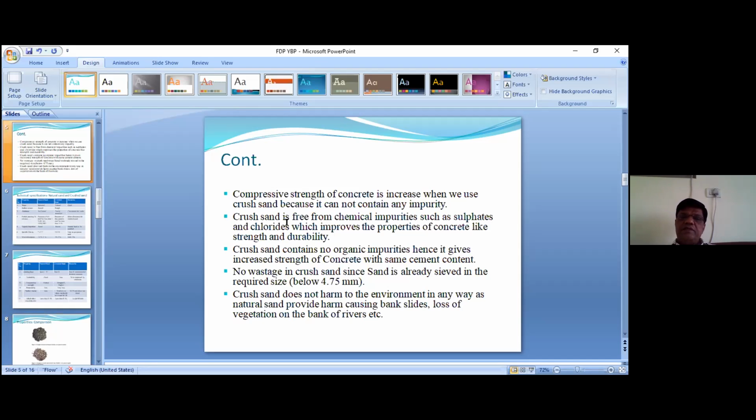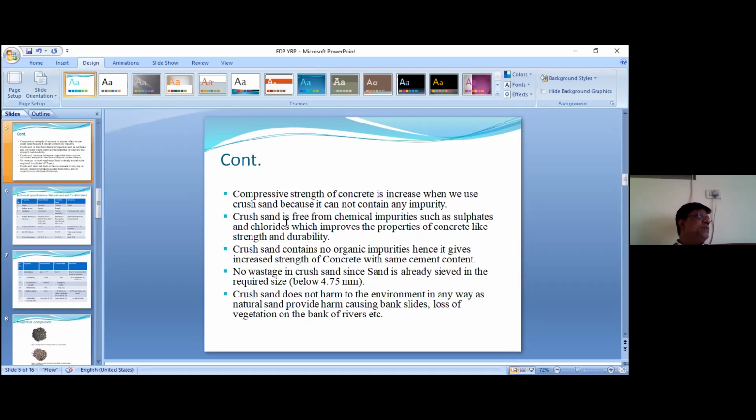Crushed sand is free from chemical impurities such as sulfates and chlorides, which improves the properties of concrete like strength and durability. So crushed sand also contains no organic impurities.